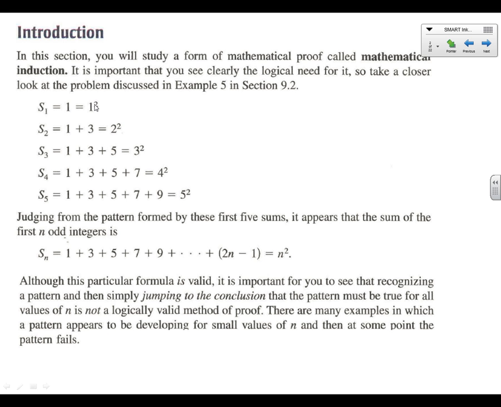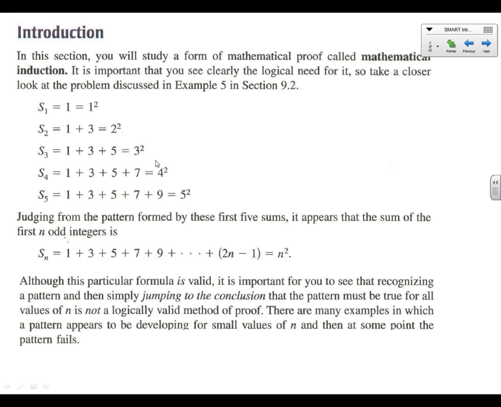But if you get the answers to them, you'll find that it looks like the answers follow a pattern: 1 squared, 2 squared, 3 squared, 4 squared, 5 squared. So it looks like the sum is always going to be n squared, right? If n is 4, the answer is 4 squared. If n is 2, the answer is 2 squared. So we think that the formula for this is n squared, right?